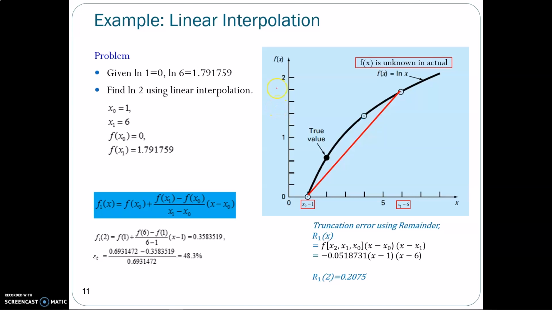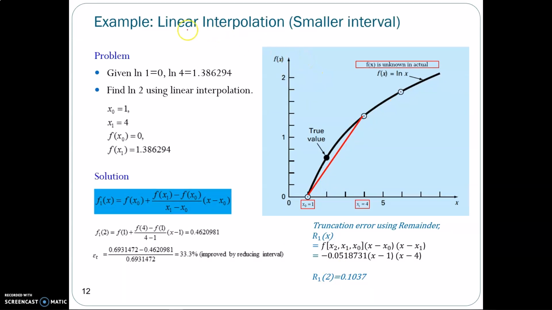For example, previously you applied the first order Newton interpolation method, which is the linear interpolation, to solve this problem. In many cases, the true value is unknown. Therefore, you cannot compute the true percent relative error. You can predict the error by using the remainder for the first order, which is given by this equation. Since you want to interpolate at x equal to 2, then you find the remainder at 2, which is this answer.